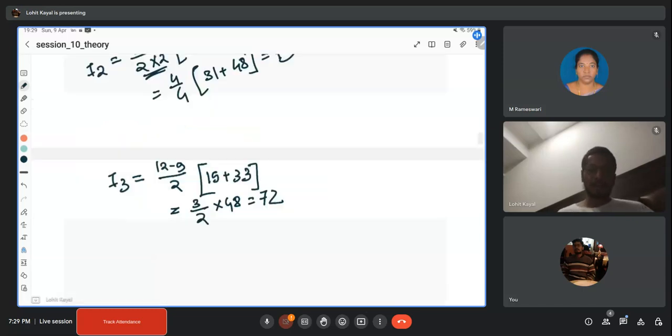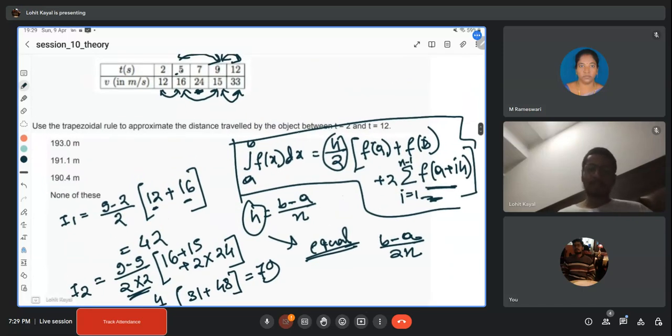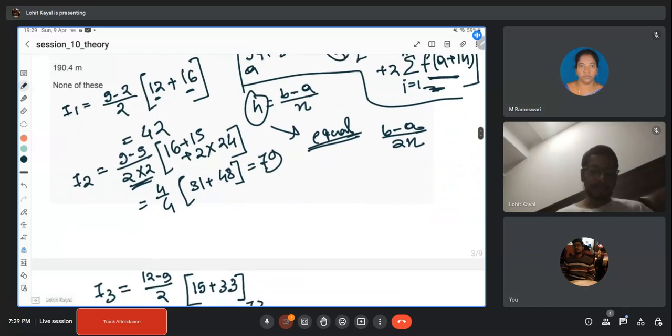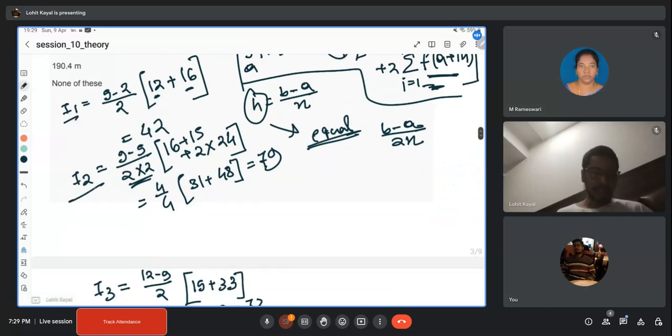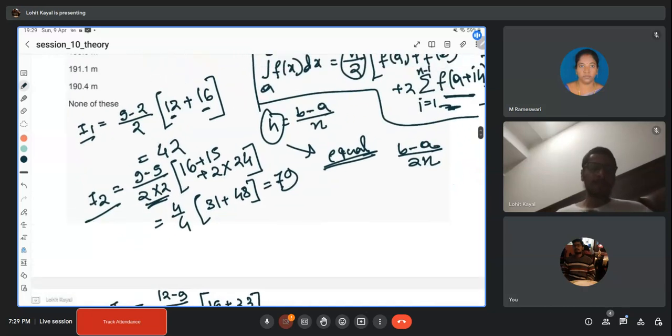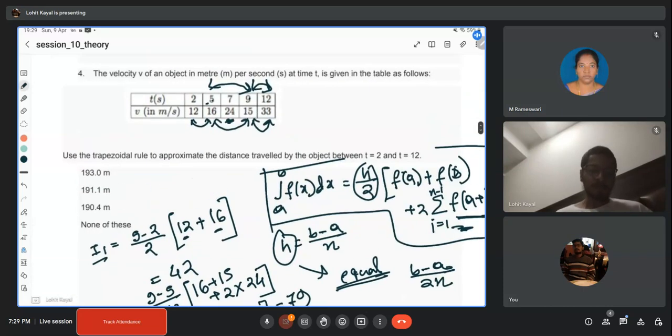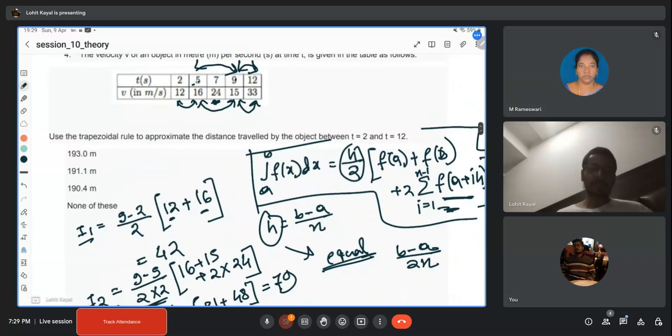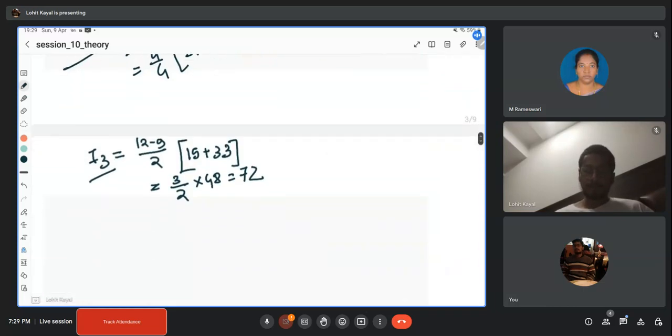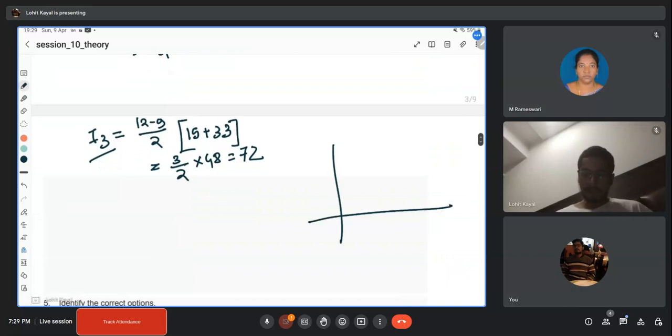Now the total distance covered between t equal to 2 and t equal to 12. So what will be the answer? Answer will be I1 plus I2 plus I3, because I1 is the distance covered between 2 and 5. I2 is the distance covered between 5 and 9, and I3 is the distance covered between 9 and 12. So if I draw the graph over here, the first segment is 2 to 5, then 5 to 9, and again 9 to 12.